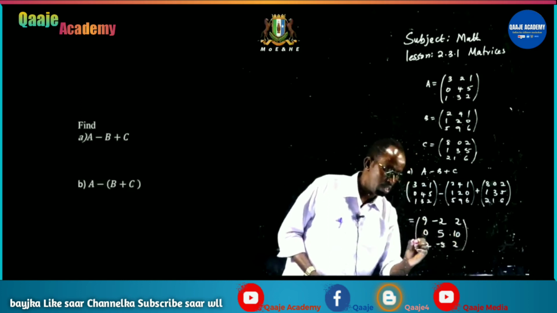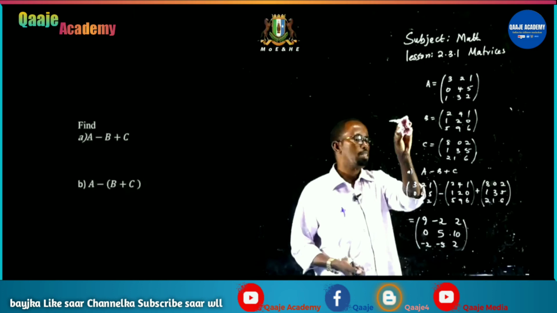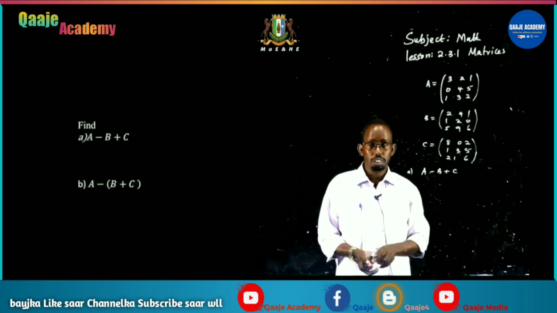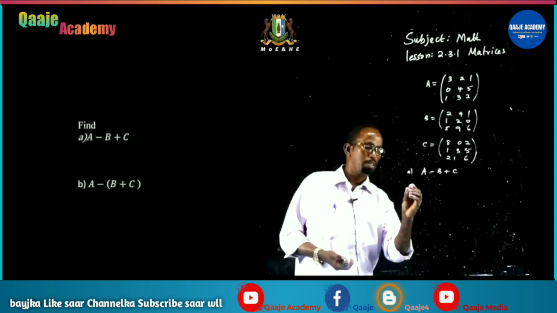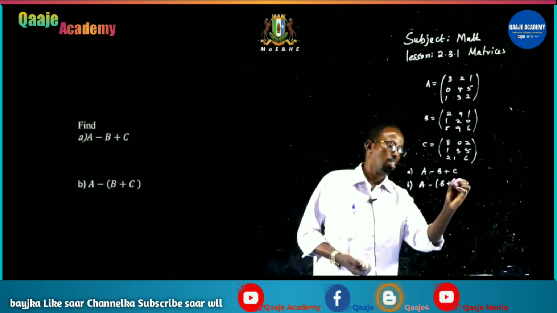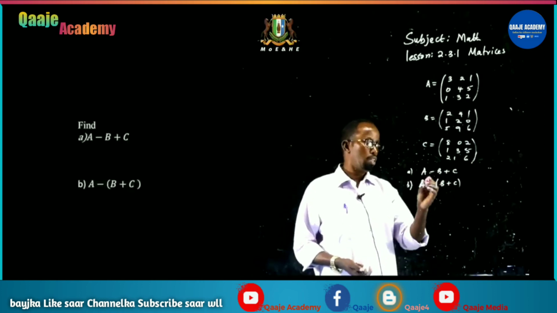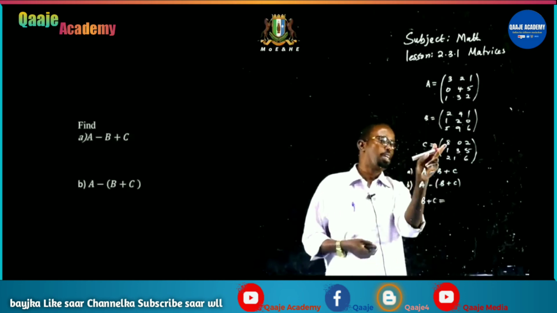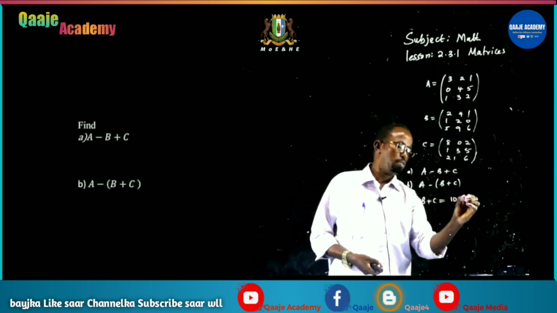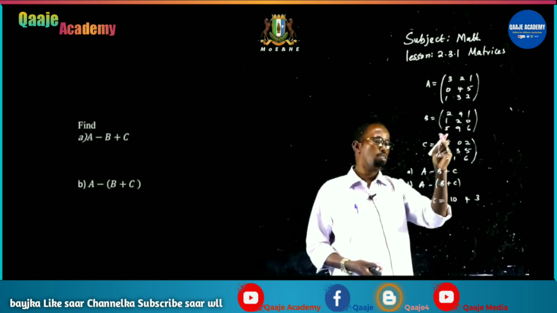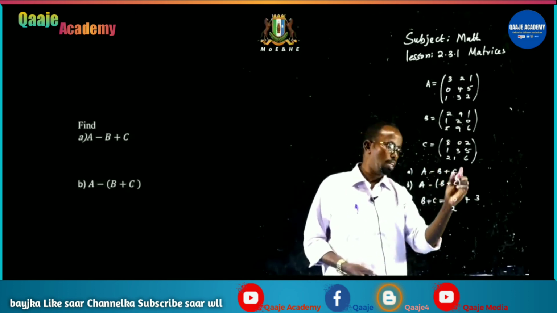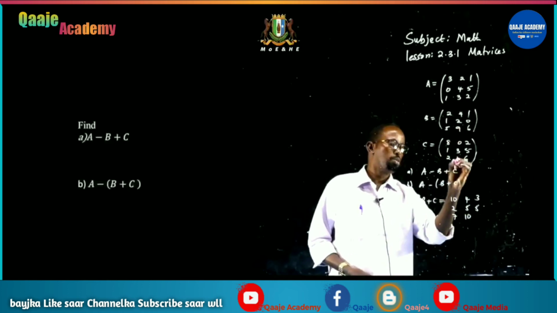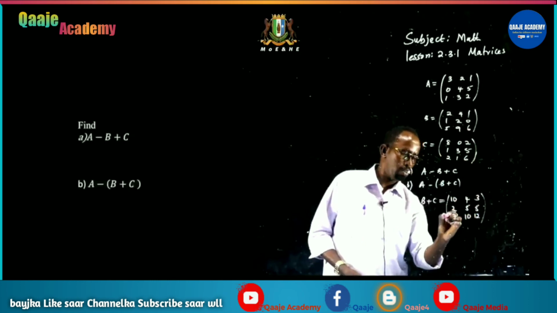So that is the first one, A minus B plus C. Then we have A minus bracket B plus C. You first of all add B plus C, and then we subtract from A. So let's add B plus C. B plus C will be 2 plus 8, you get 10. And then 4 plus 0 is 4, 1 plus 2 is 3. And then this one corresponds to that one, you get 2. And then the next one is 5. The next one is 5 also. The next one is 7, the next one is 10, and then this is 30. So this is B plus C.